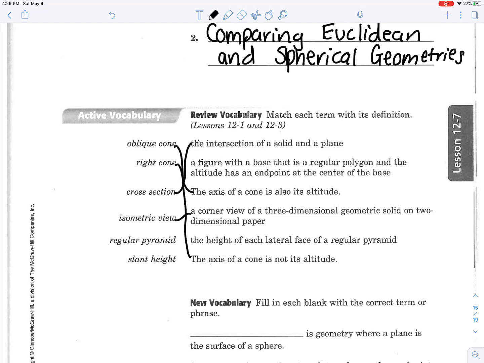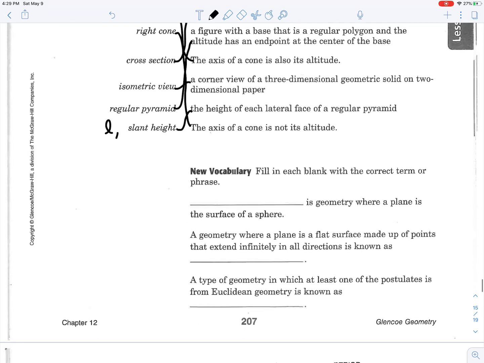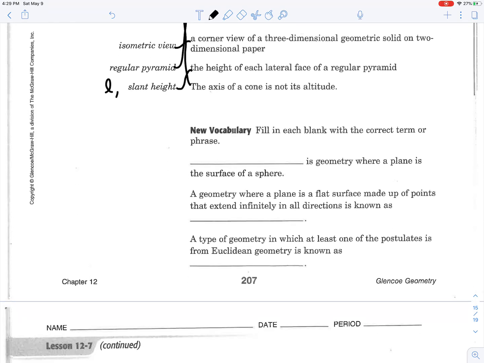A regular pyramid is a figure with a base that is a regular polygon, meaning it has all congruent sides and all congruent angles, and the altitude has an endpoint that is the center of the base. And lastly, the slant height, represented by the cursive letter L, is the height of each lateral face of a regular pyramid. A pyramid is slanted, therefore it has a slant height.